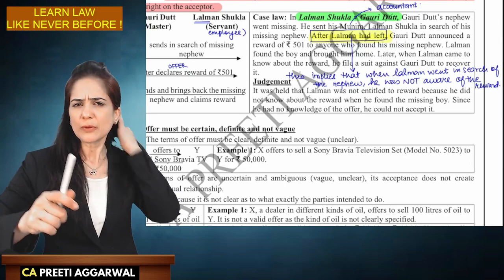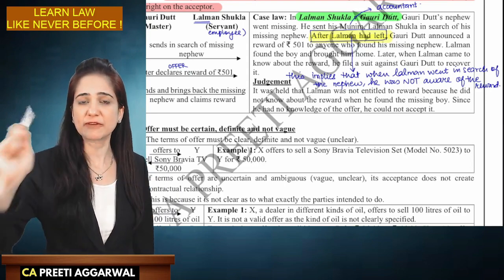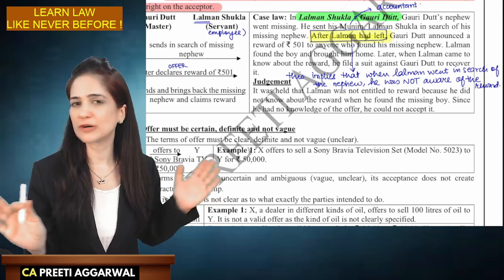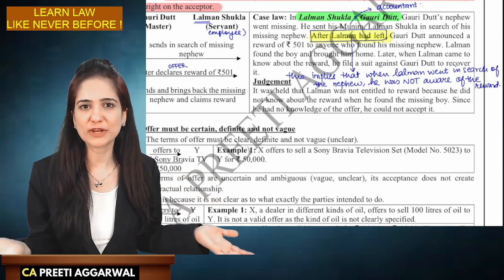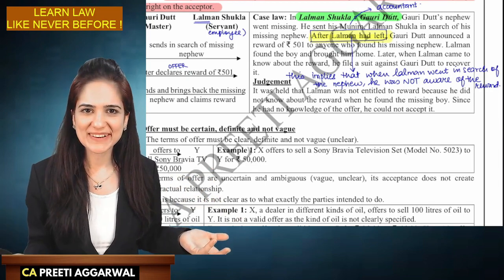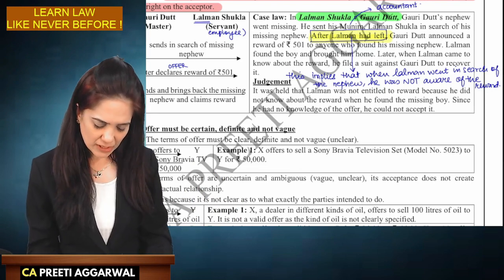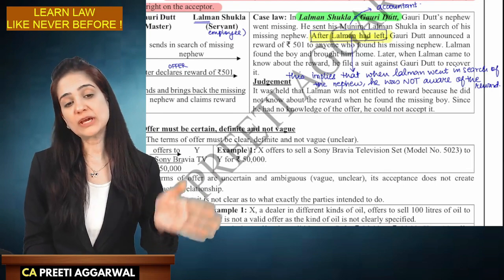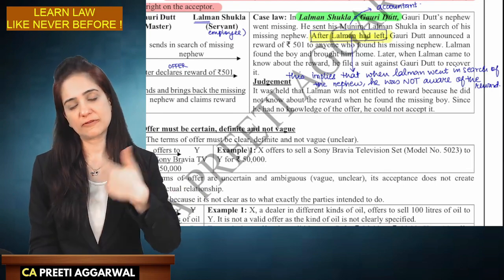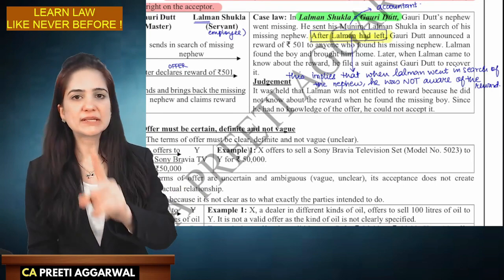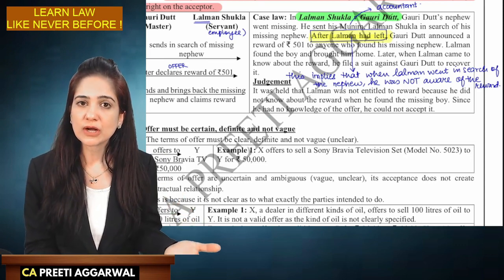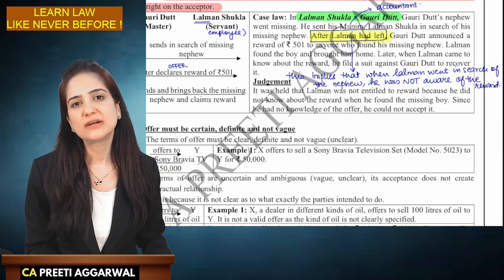When we asked him to go search for the missing nephew, was he aware of the reward? When he is not aware of the reward, how can he claim it? So even though he came to know about the reward before he found the nephew, he is still not entitled to the reward because he did not know about the existence of the reward when he went to find the nephew.